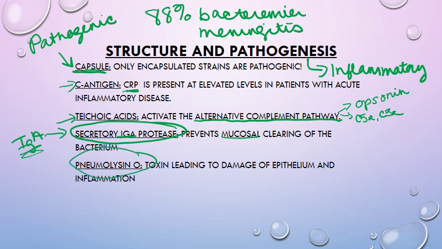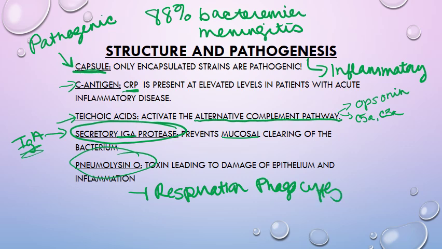The last thing is pneumolysin O. This is actually a toxin, and it's produced by strep pneumo, and it basically causes damage to the epithelium. And it also has kind of an added benefit of inhibiting the oxidative burst that phagocytes do to basically kill organisms. So basically they require that in order to destroy the organisms they engulf. So it inhibits the leukocytes' ability to do that.